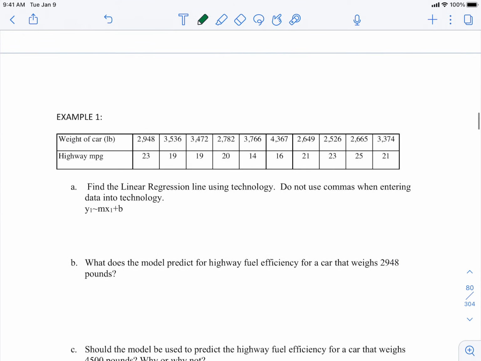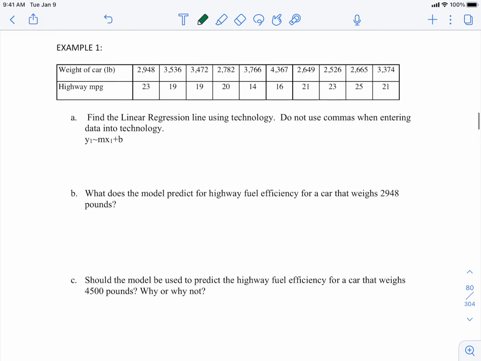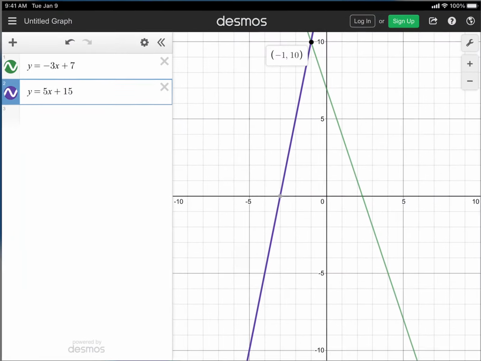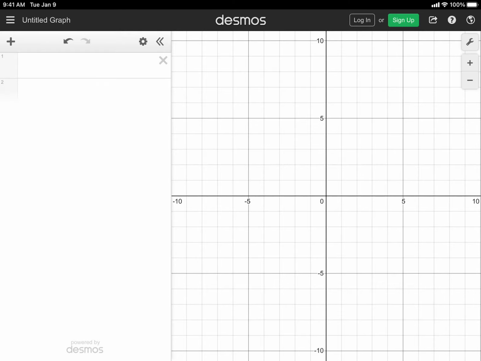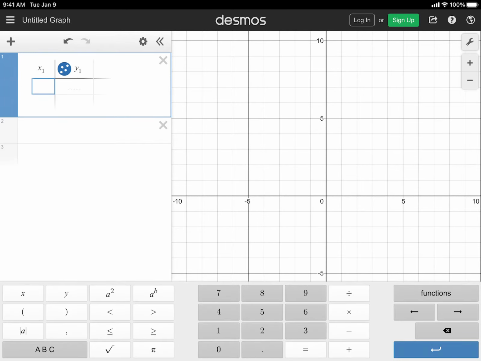So here we have one final example, and we need to find the linear regression line using technology. Do not use commas when entering the data into technology. So I'm going to put this into Desmos. You can follow along with me. So we're going to put in our data in a table. We're going to put our weight of cars in the X's.